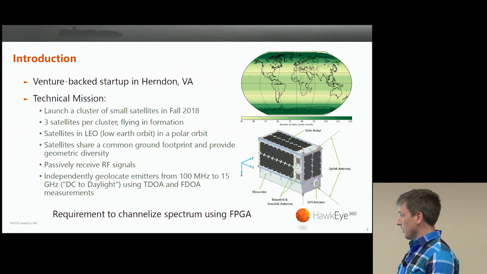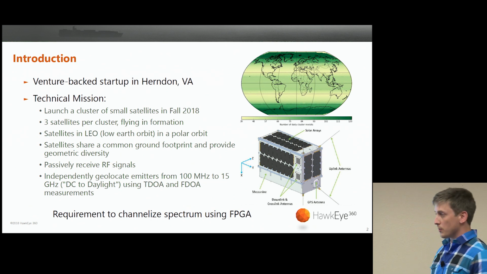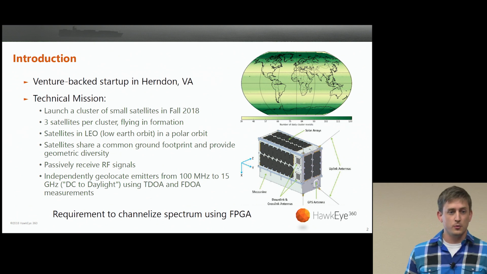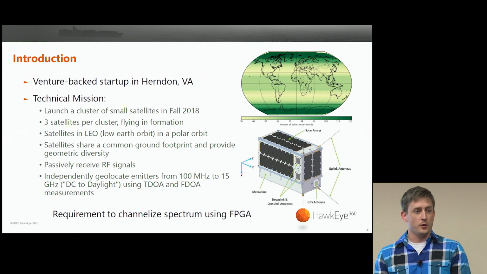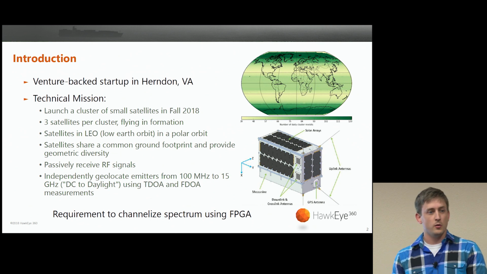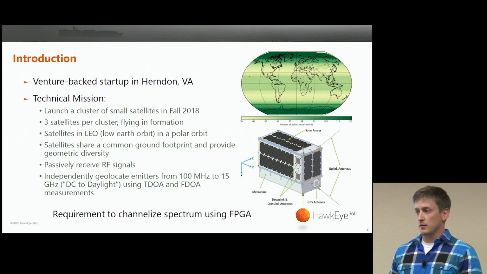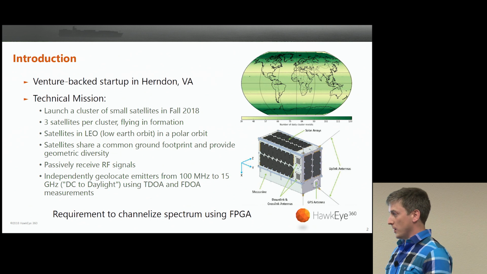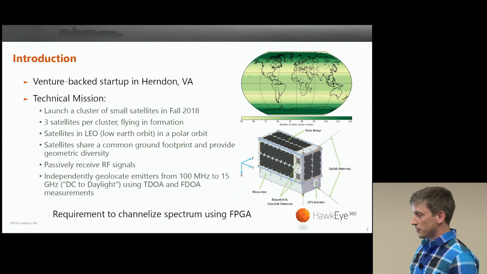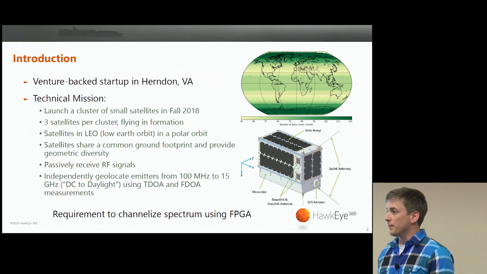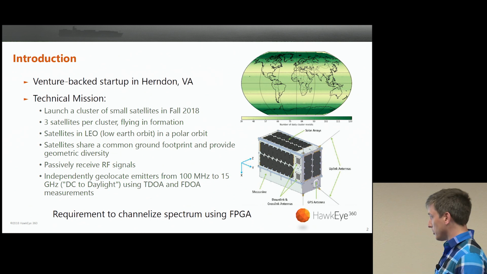And they are going to orbit in a polar orbit, so passing everywhere on Earth every day. They're going to collect RF data from 100 megahertz to 15 gigahertz. And they're going to perform TDOA, FDOA measurements, so physical measurements of the received waveform, and perform geolocation, so independently identify and solve the geolocation equations, Kalman filters, to establish where a particular RF emitter was, whether they're cooperative or not. So this is the Hawkeye360 technical mission.